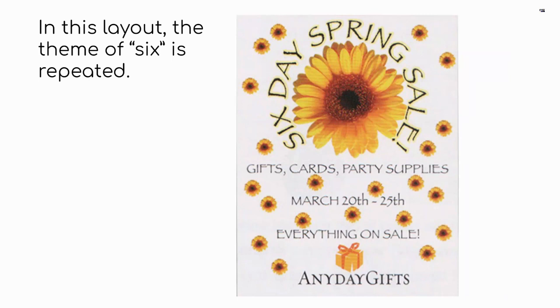You might have to look carefully to spot this one, but the theme of 6 is being repeated. While there's obviously the word 6-day spring sale, there are also 6 layers to the visual elements here. We've got the flower at the top, 1. Gifts, cards, party supplies, that's 1 layer of typography. A second layer of typography, March 20th, 25th. A third layer of typography, everything on sale. So how many layers is that so far? 1, 2, 3, 4. The gift box, 5, and then Any Day Gifts, which is the name of the company, 6. So it's like 6 horizontal layers. So the repetition of that idea of 6 helps to create harmony.